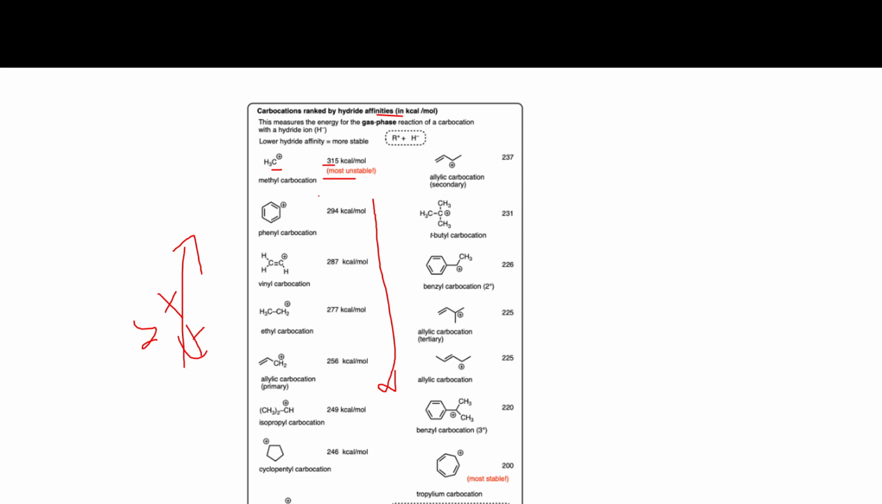The benzylic one has a hydride affinity of 238, but the aromatic one is the most stable carbocation, which is easily stabilized.